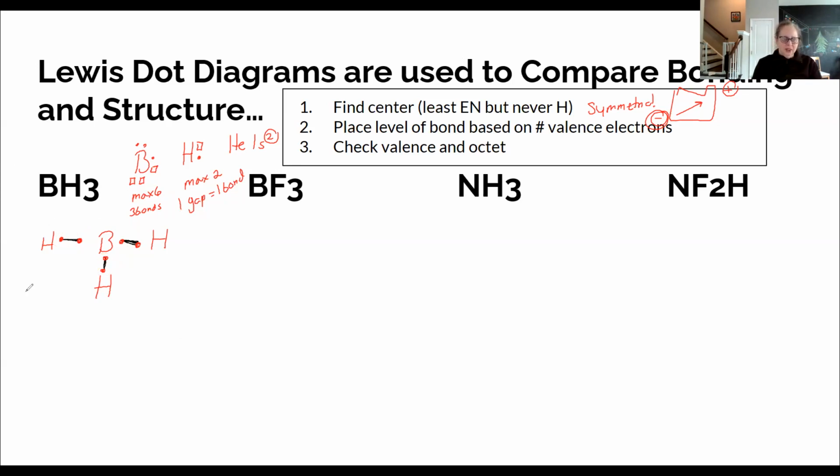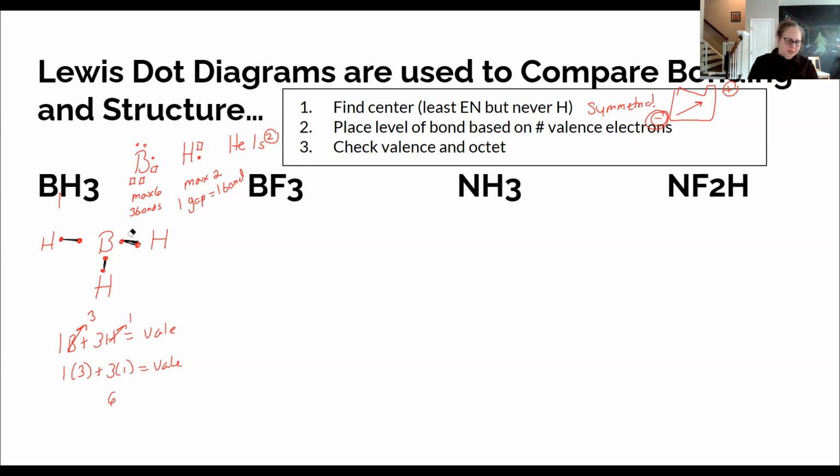How else could you do it? You can use it the same way we do molar mass. 1 boron and 3 hydrogens is equal to the valence electrons of the bond. Boron has 3, hydrogen has 1. 1 times 3 plus 3 times 1 equals the total number of valence electrons. So I should have 6 electrons here.